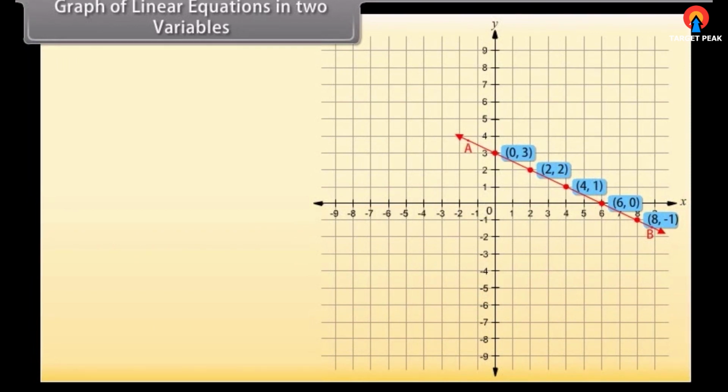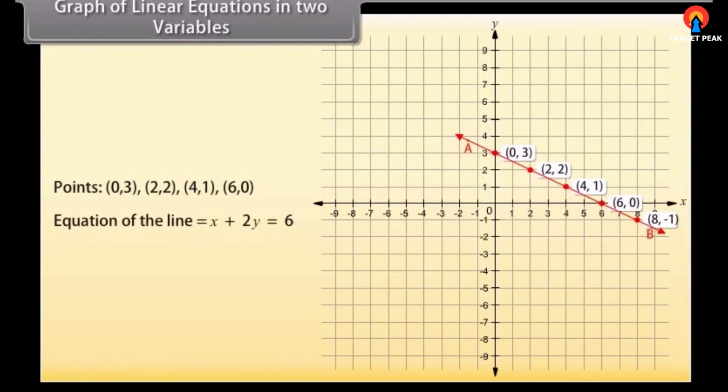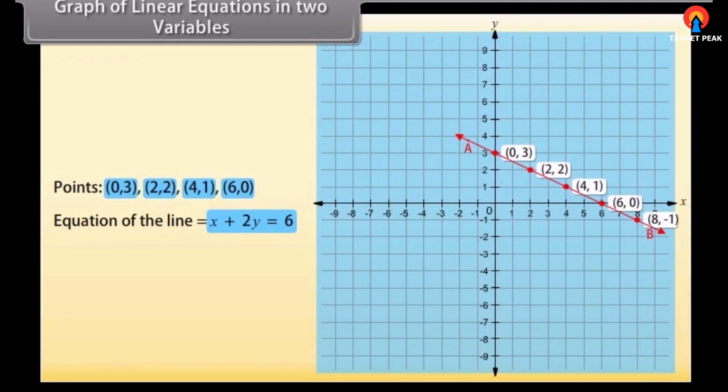So what have we observed on our previous screen? We have observed that every point whose coordinates satisfy the given equation lies on the line AB. Every point on the line AB gives a solution of the equation. So you can conclude that every point on the line satisfies the equation of the line, and every solution of the equation is a point on the line. This is called the graph of the linear equation. So to obtain the graph of a linear equation in two variables, it is enough to plot 2 points corresponding to 2 solutions and join them by a line.